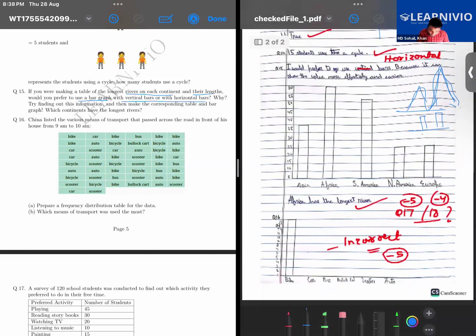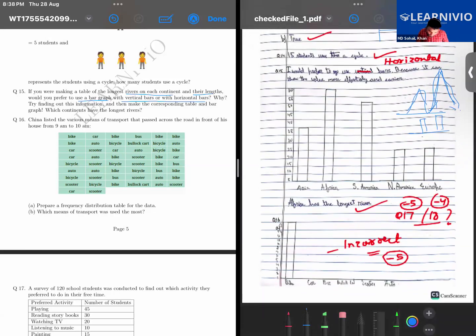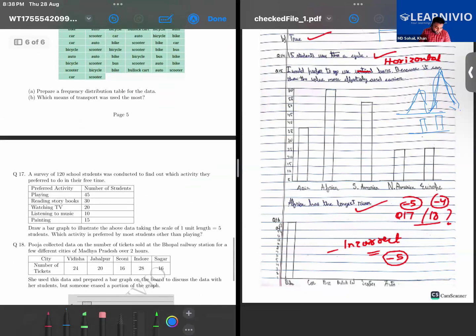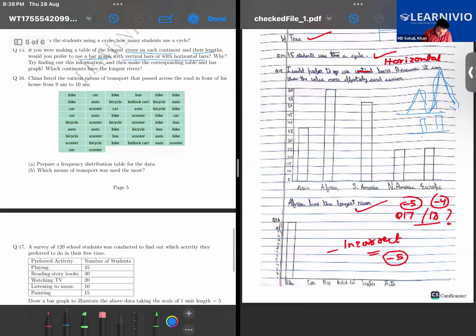Okay. Then question number 16, that was incorrect. See, question number 16, you had to draw a frequency distribution table. Someone had drawn it correctly. I think Laksh, you did a very good job on this, whether it was you or Nafis. But one of you has not written the tally marks. So we had to prepare a frequency distribution table for this one. Then, which means of transport was used most?